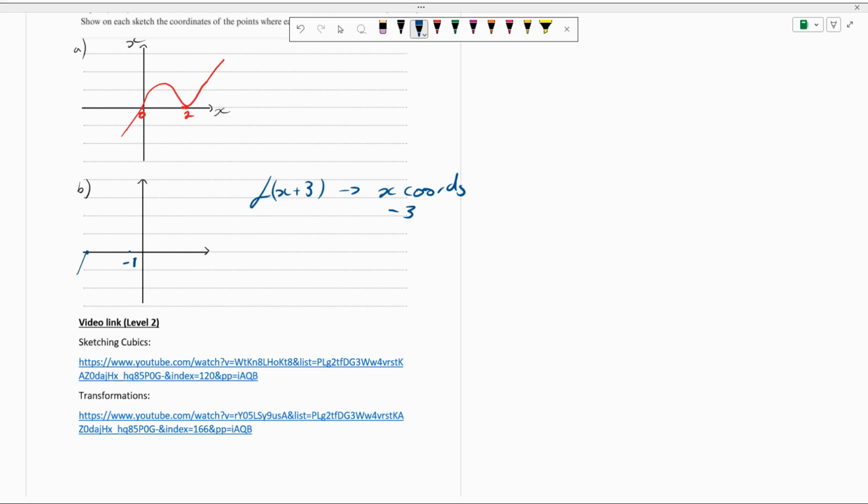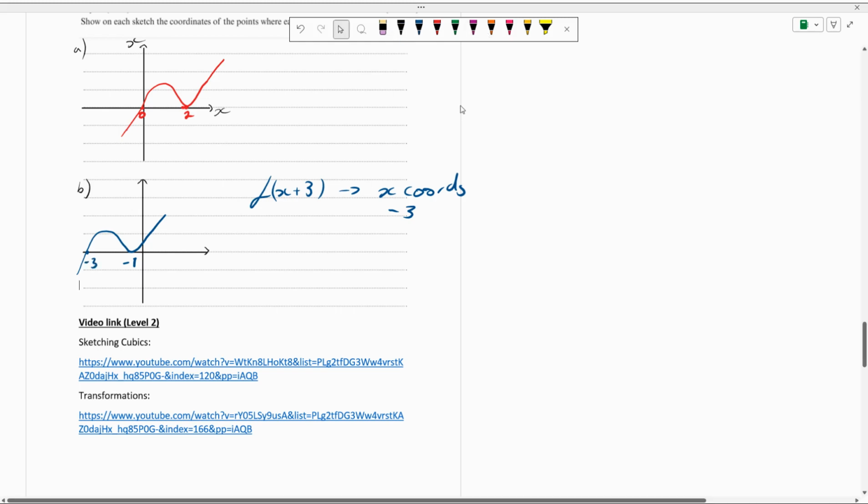So again, it's going to come up, come back down, touch it at 1, and jump up again. So there's my 0. Oh, sorry, not 0, minus 3. If it was outside the brackets, it would have affected my y coordinates, and it does as it says, but if it's in the brackets, you've got to do the opposites.